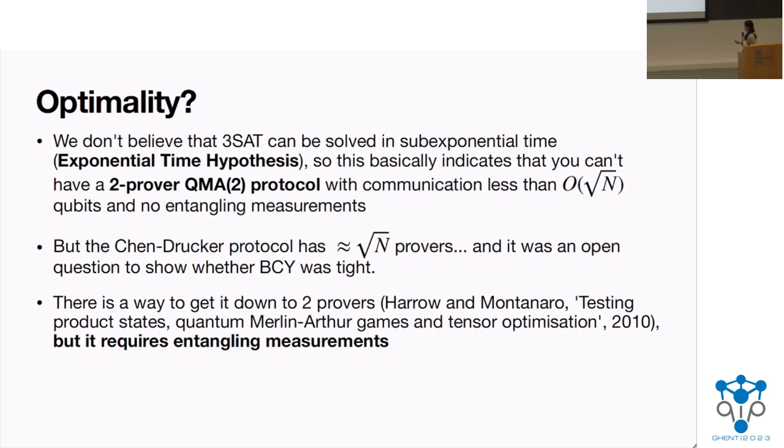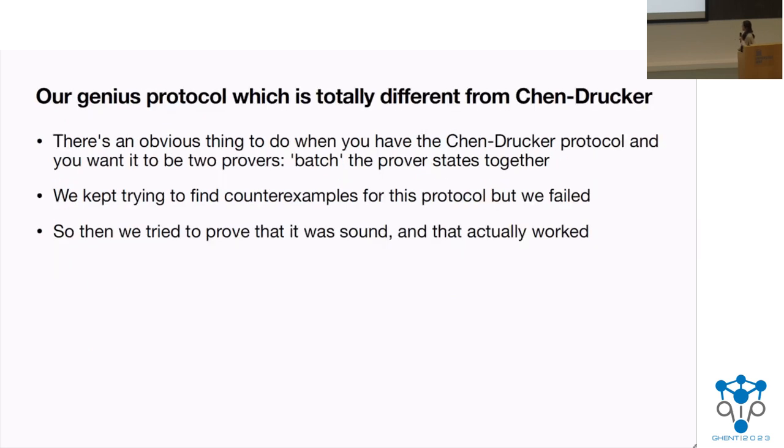This work by Harrow and Montanaro from 2010 requires entangling measurements, so it doesn't work for the BCY setting. Okay. So what do we do? There's an obvious thing to do when you have the Chen-Drucker protocol and you want it to be two provers. Well, you can just stick all of the left Merlin states together and stick all of the right Merlin states together, and now you have two provers, right?